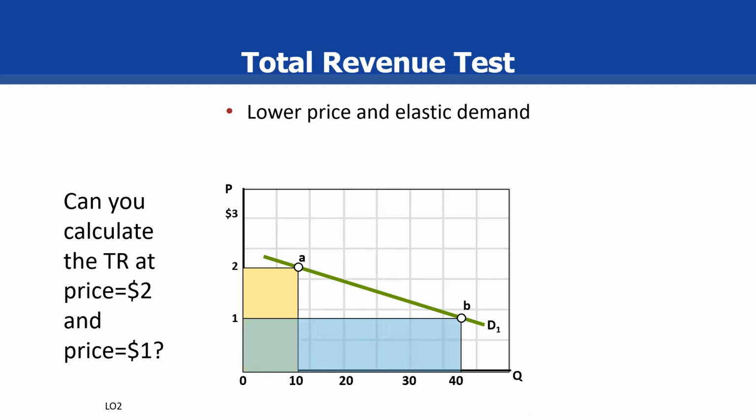So the total revenue will be $40, as you can tell, because total revenue is price times Q, so quantity. So 1 times 40 is $40. So price is decreasing from 2 to 1, but what is happening to your total revenue? Your total revenue is increasing from $20 to $40. So price and total revenue are moving in the opposite direction. So you can tell that the demand is elastic here.